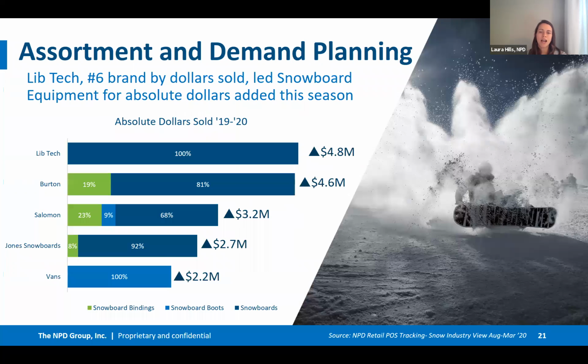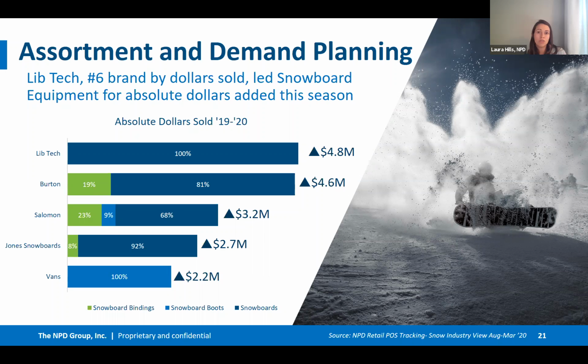And tracking the brands and items driving growth over several seasons helps you to recognize the macro trends across categories and, what's more, across industries. So one trend that NPD has spoken to for several years now is that of small brands capturing consumer attention in a really big way. This is true in snow, this is true in beauty, and a number of other markets. We called this out in the 18-19 season review, that particularly within snowboard equipment, small brands outside the top 5 were driving an unusual amount of growth for the category.